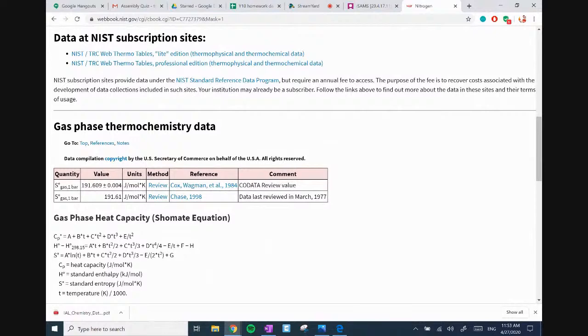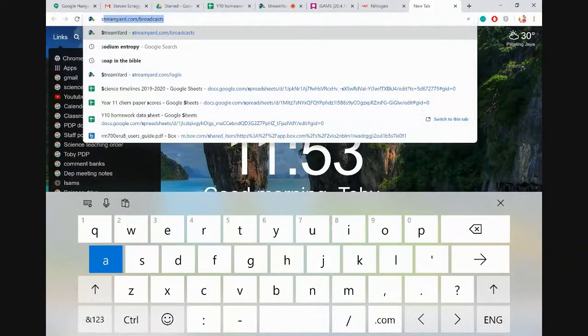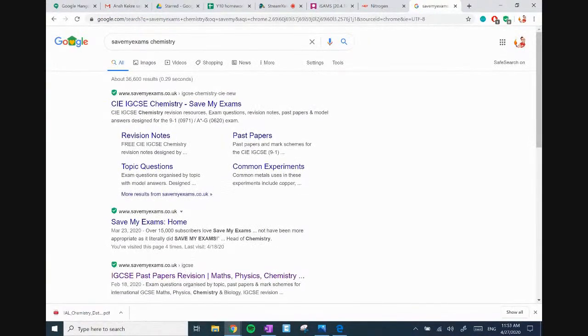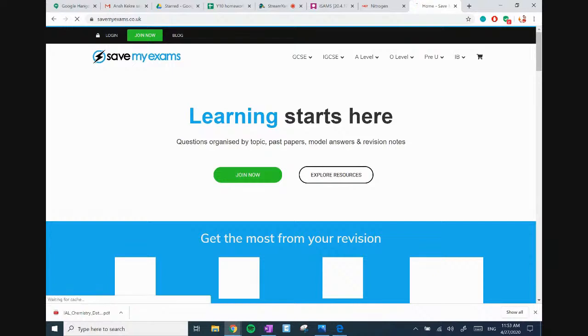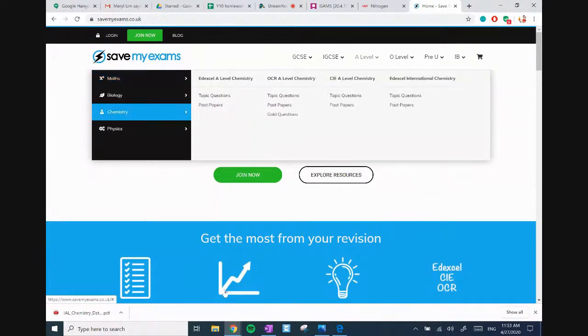Since we're there, let's do the mark scheme since you guys are on this. I get these from Save My Exams. Save My Exams Chemistry. Go on to the, I don't know, that one maybe. Guys, I am as human and as fallible as the next person, so it's definitely worth me spending the time doing this. So A level, and then chemistry, and then Edexcel, past papers.